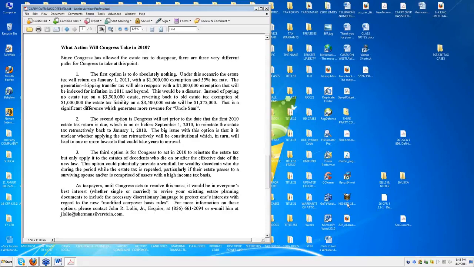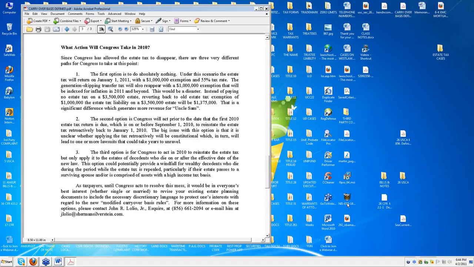Number 3, the third option is for Congress to act in 2010 to reinstate the estate tax, but only apply it to the estates of decedents who die on or after the effective date of the new law. This option could potentially provide a windfall for wealthy decedents who die during the period while the estate tax is repealed, particularly if their estate passes to a surviving spouse and or is comprised of assets with a high income tax basis.